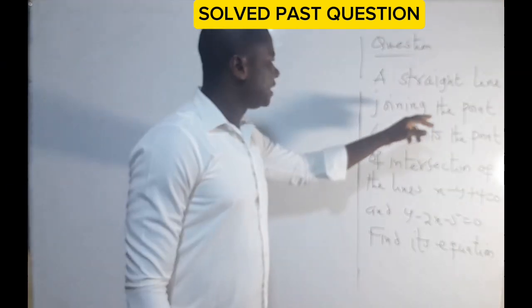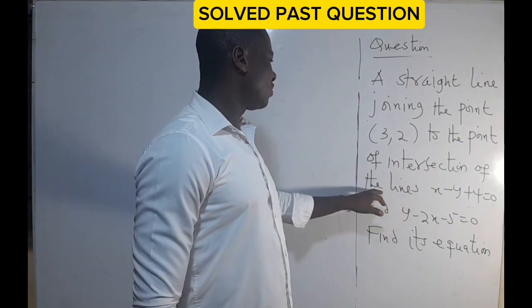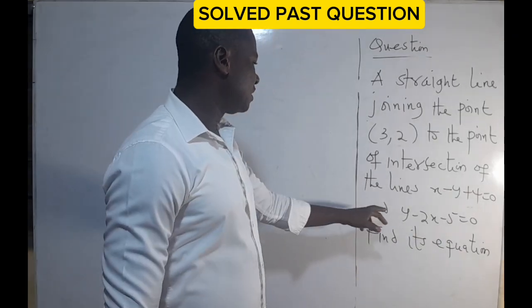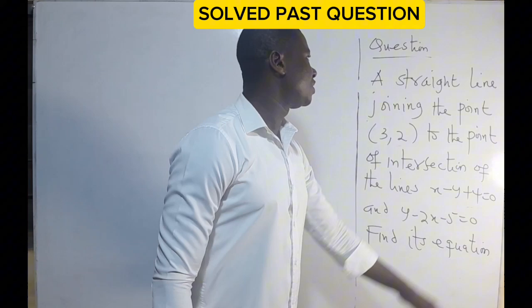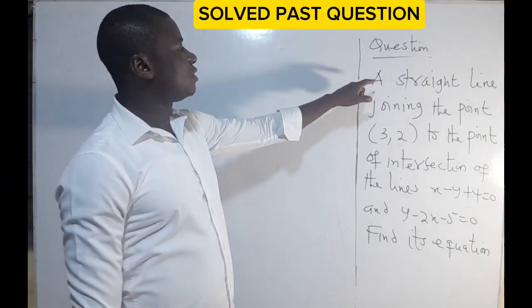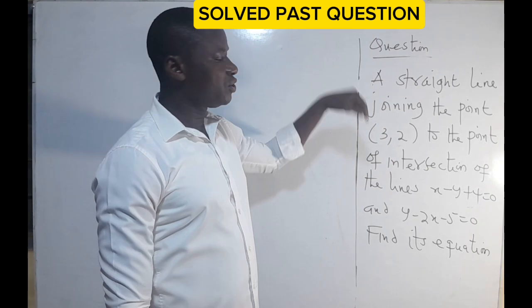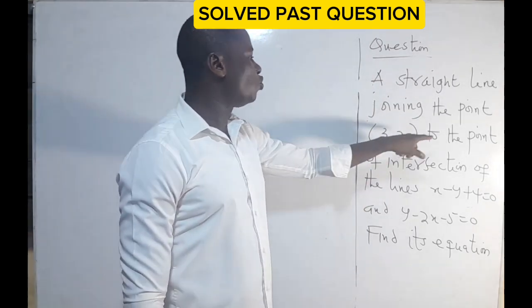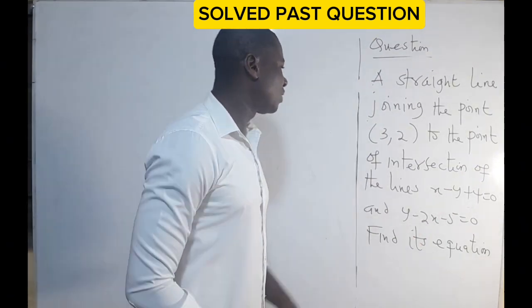A straight line joining the point (3, 2) to the point of intersection of the two lines x minus y plus 4 equals 0 and y minus 2x minus 5 equals 0. Find its equation. So this particular straight line is joining the point (3, 2) to the point of intersection of the lines. So this is a line.